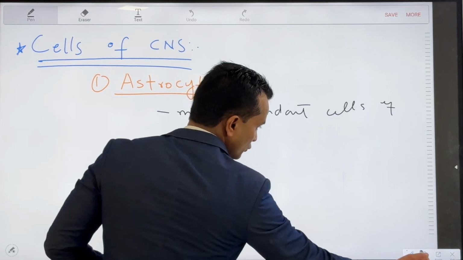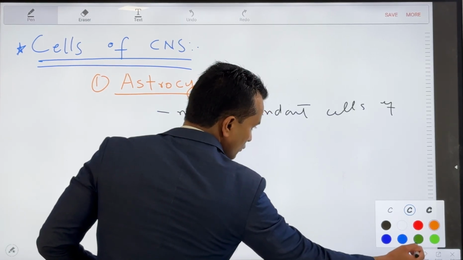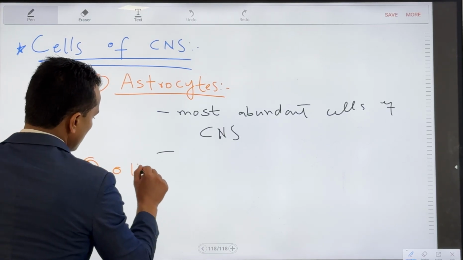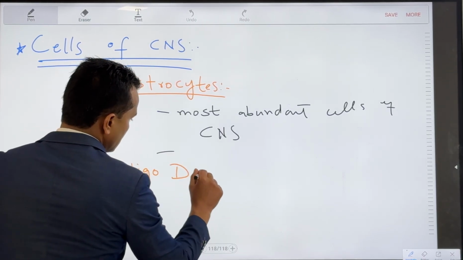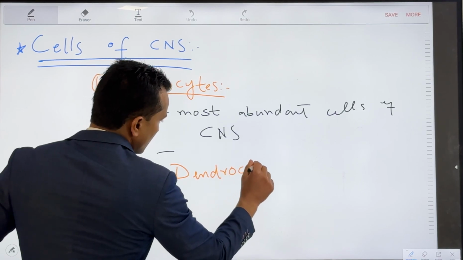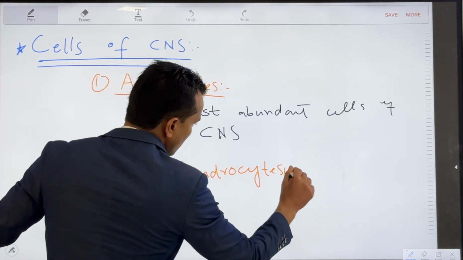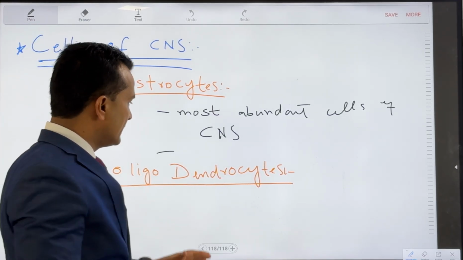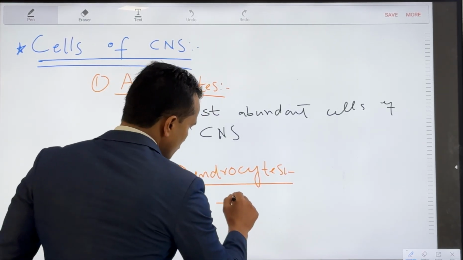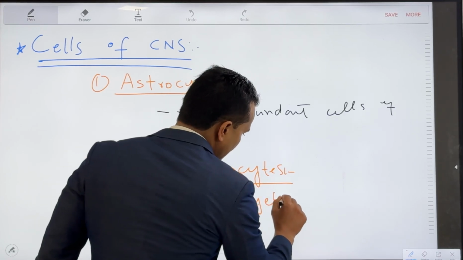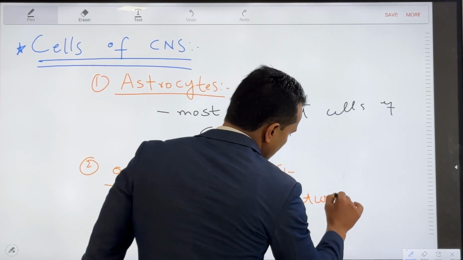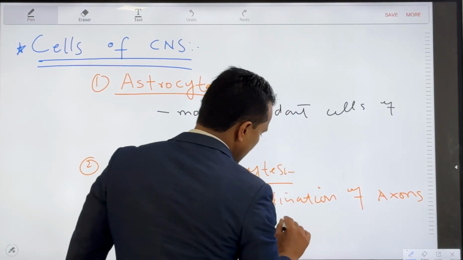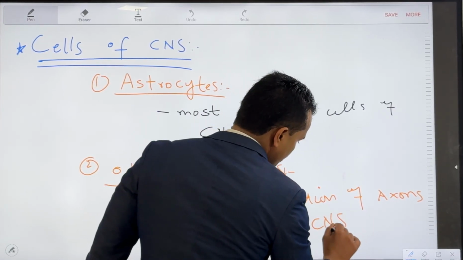And then after astrocytes you have the oligodendrocytes. I hope you have heard about oligodendrocytes. They are very important cells. Why? Because they help in myelination of axons. Their function is myelination of axons of the central nervous system.